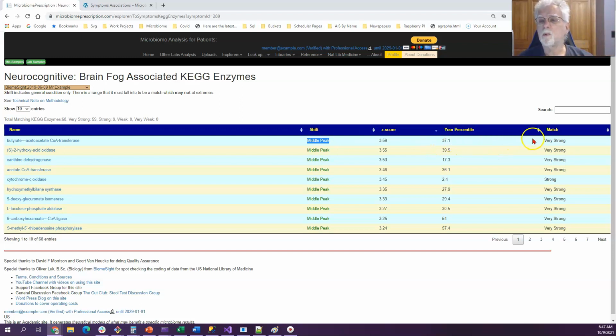So you have 37.1 percentile. If you hover over here, you will see the Z-score, which is the number of standard deviations from where people with this particular symptom are sitting. It's negative, which means your percentile is below the typical.